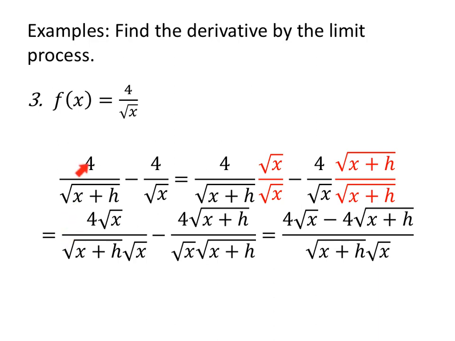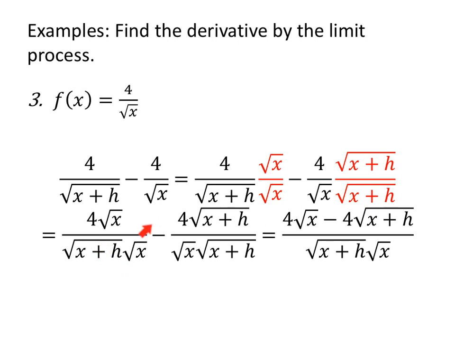Taking our difference, 4 over the square root of x plus h minus 4 over the square root of x, I want to find a common denominator, so I'm going to multiply this first rational expression by the square root of x over the square root of x. I'm going to multiply the second rational function by the square root of x plus h over the square root of x plus h. That way they have the same denominator, and I'm not even going to multiply it, I'm just going to write them next to each other.